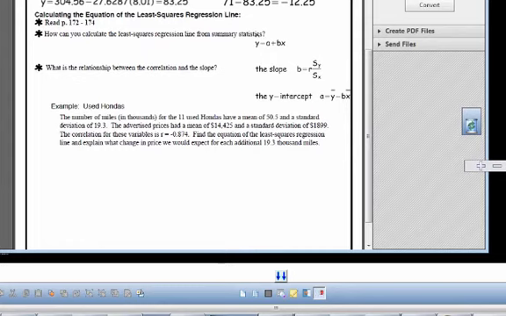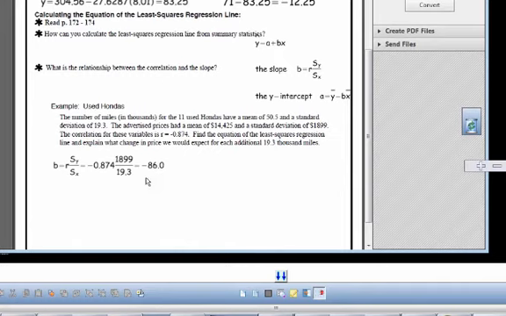The first thing we're going to do is find the slope. To find our slope, or b, we take the correlation r and multiply it by the standard deviation of y over the standard deviation of x. Our correlation r is negative 0.874, and we're multiplying it by the standard deviation of y, which was 1,899, over the standard deviation of x, which was 19.3. And that equals negative 86.0.